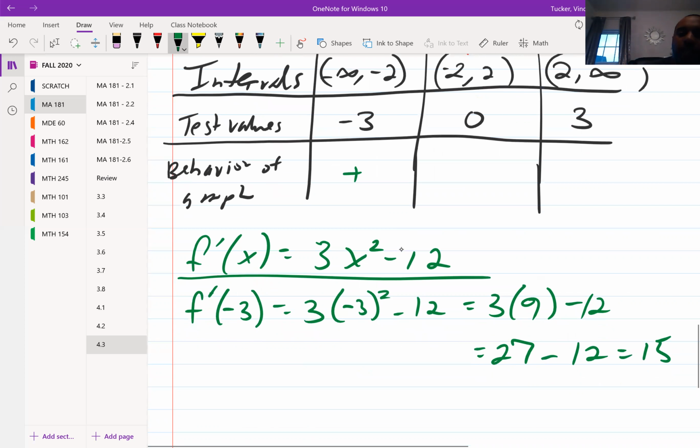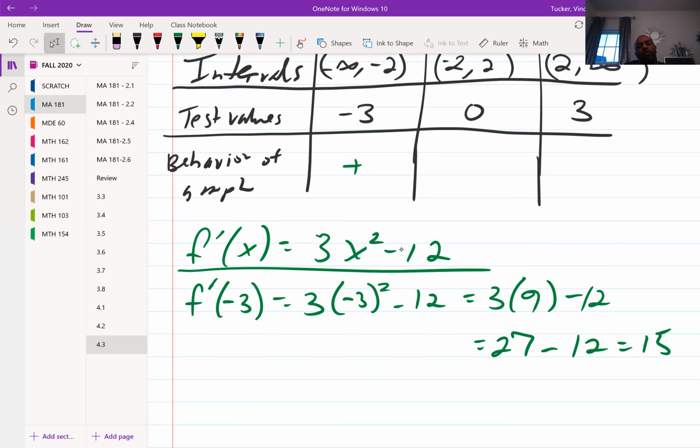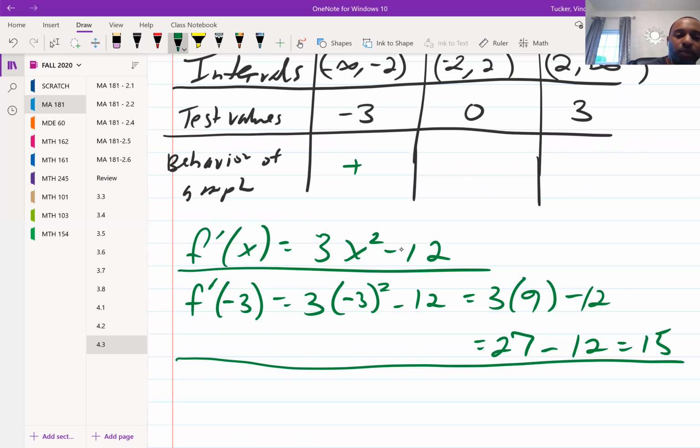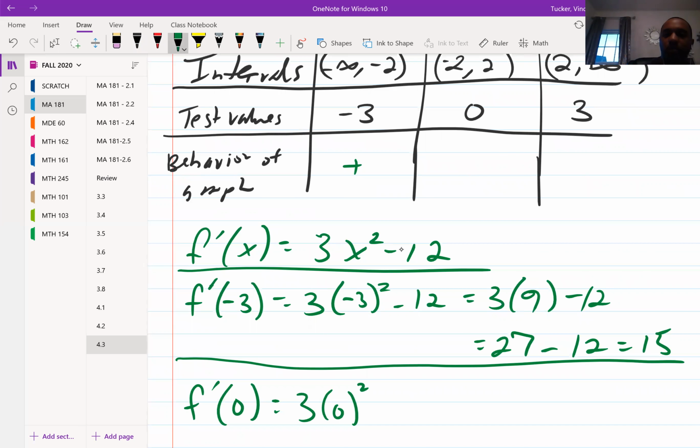So the result is positive because I got a positive 15. I'm just doing this generically because, remember, I said you didn't have to choose negative 3, but the result should have been a positive value. So I'm just going to put a positive there because that's the ultimate goal. Am I getting a positive or negative result? Plugging in 0, and because it's positive, that's how we know the line is going up.